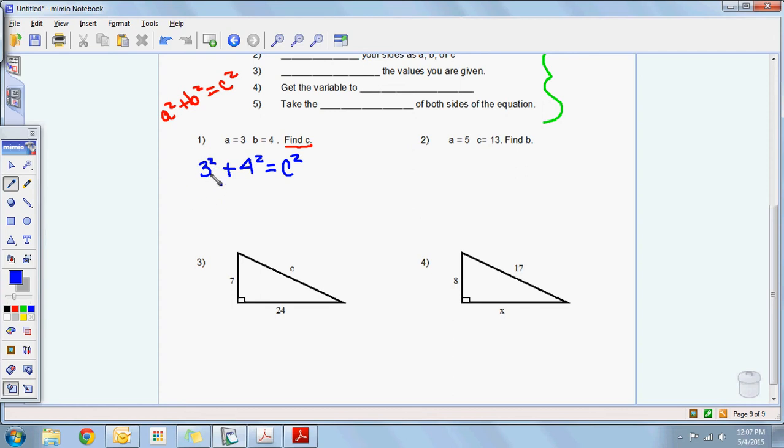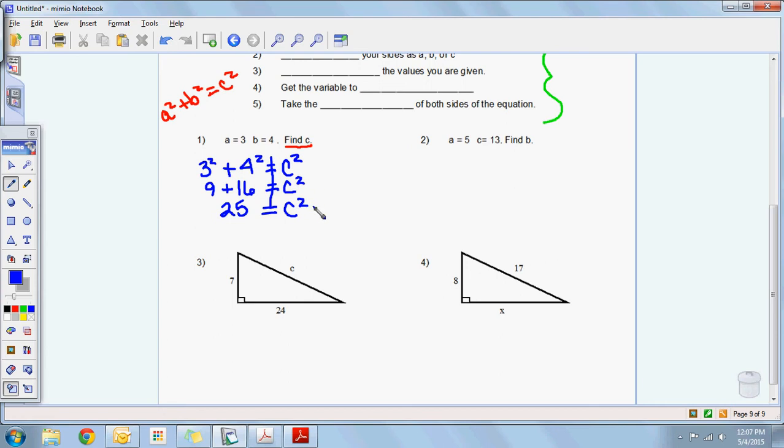So I'm going to simplify this side. C is all by itself, so 3 squared is 9, plus 4 squared is 16. And I still don't know what C squared is, so I'm going to write that here. And then I'm going to keep simplifying. So 9 plus 16 gives me 25. I'm going to keep bringing this down. And a lot of people, the most common mistake is that you stop right here and you say, oh, I'm done. C is all by itself.